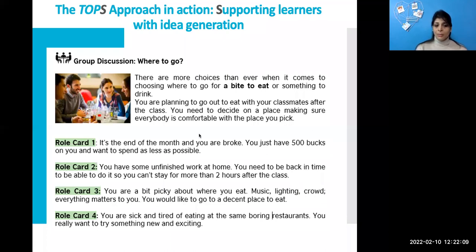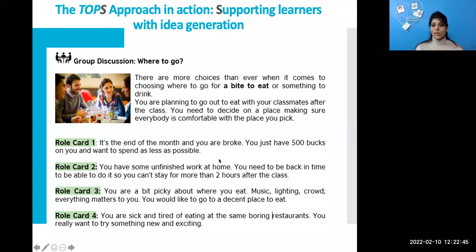Now, before the actual discussion starts, where they try to decide where to go out to eat, learners with the same role could be grouped together. So all ones together, twos together, threes together, and fours together. And they are just given some time to brainstorm ideas. So they're just brainstorming what all they could say in the actual discussion, which will help them convince their group members where to go. So for example, all ones will brainstorm ideas as to what they could say to their group members to convince them to go for a cheaper restaurant.